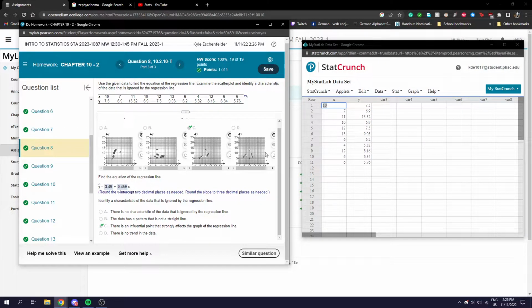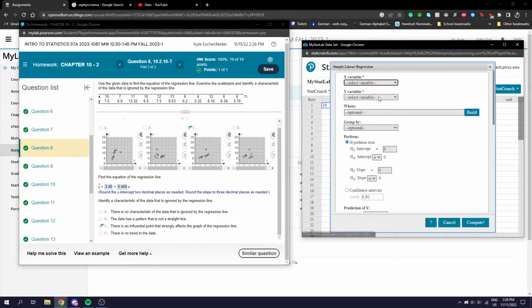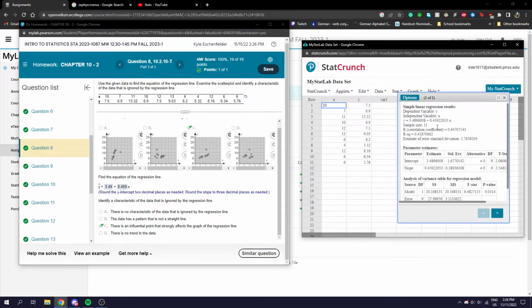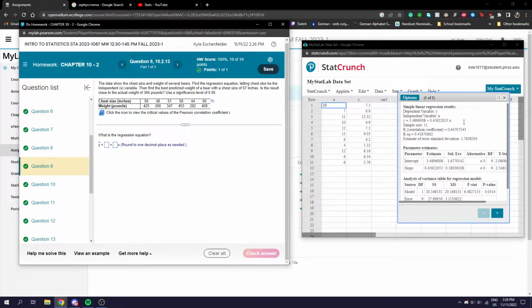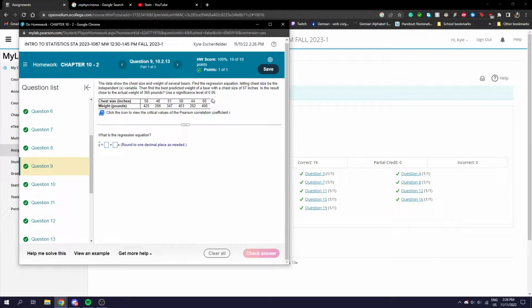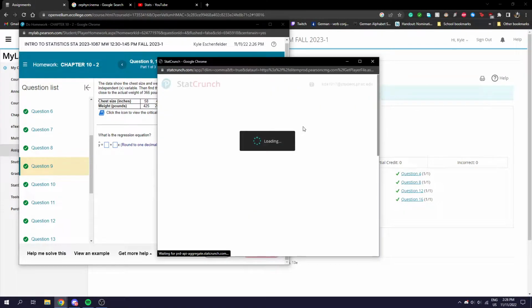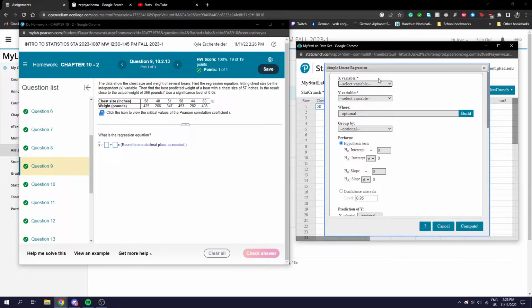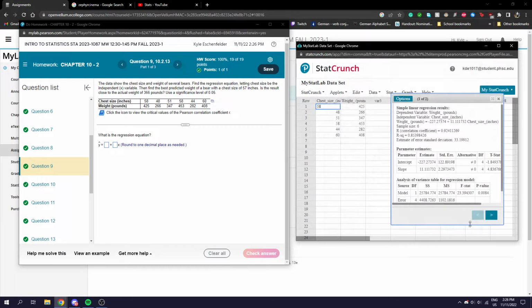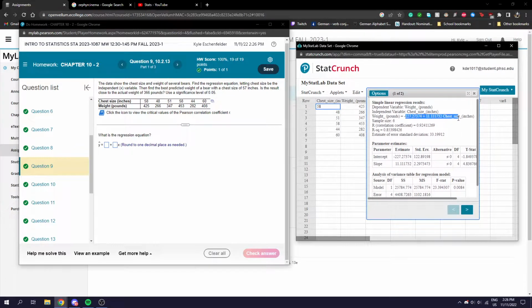Define the equation: Stat, regression, simple linear. And so right here, that's about it for these couple of questions. Okay, but this is where it gets a little bit confusing because it's different. They just do the normal thing. It's this one.